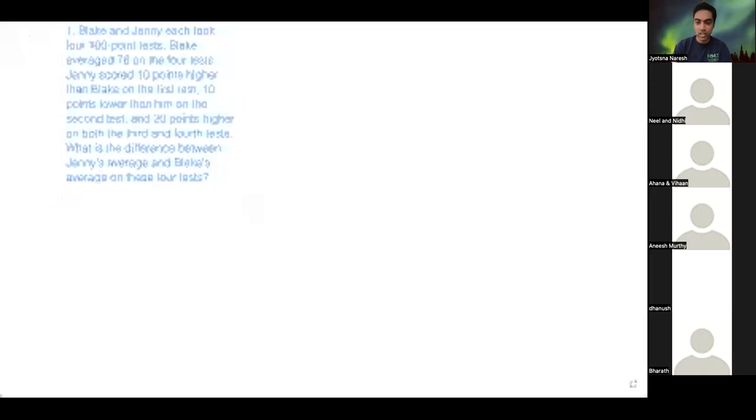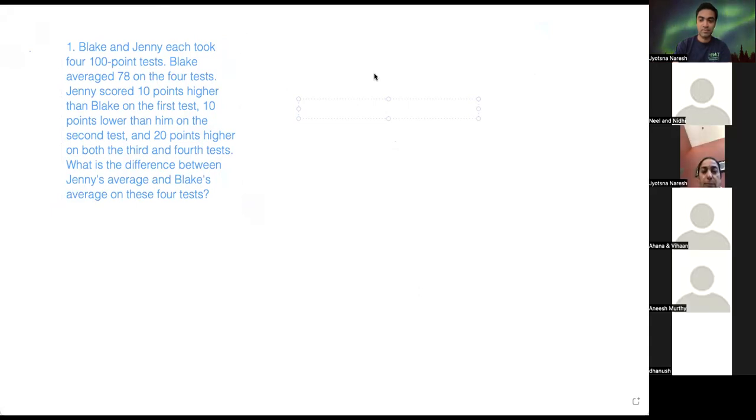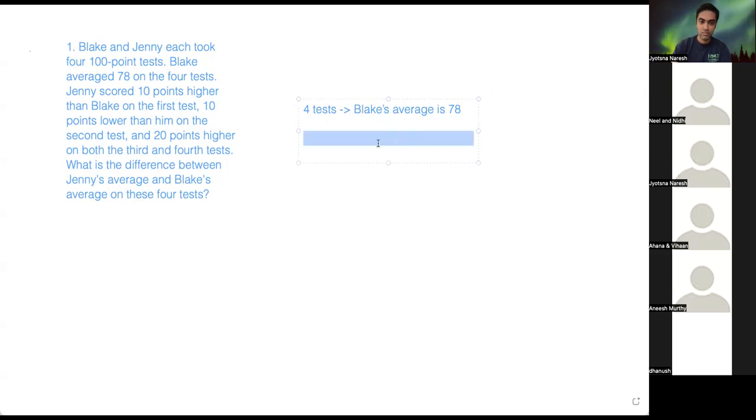Okay, good. 10 is correct. Let's see. Neil, can you explain? So it's saying that Blake took 4 tests, and in those 4 tests, Blake scored an average of 78%. And it's telling all of the numbers that Jenny scored higher or lower than him. In the first test, we don't know how much Blake scored, but she scored 10 points higher in the first test.